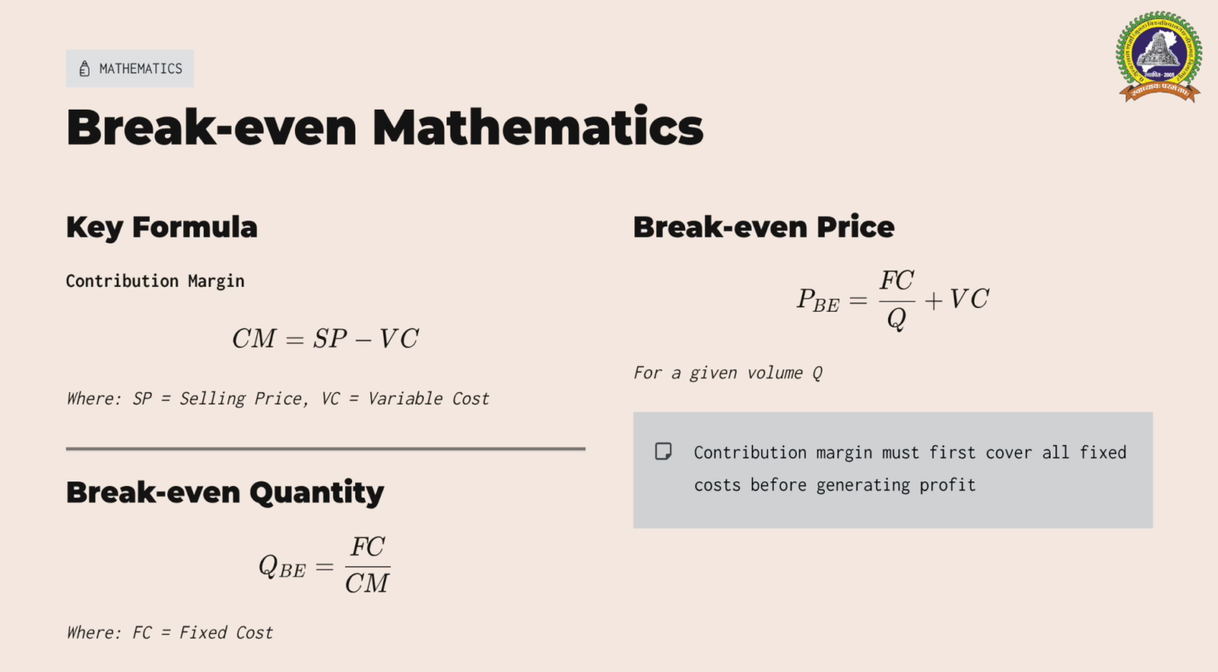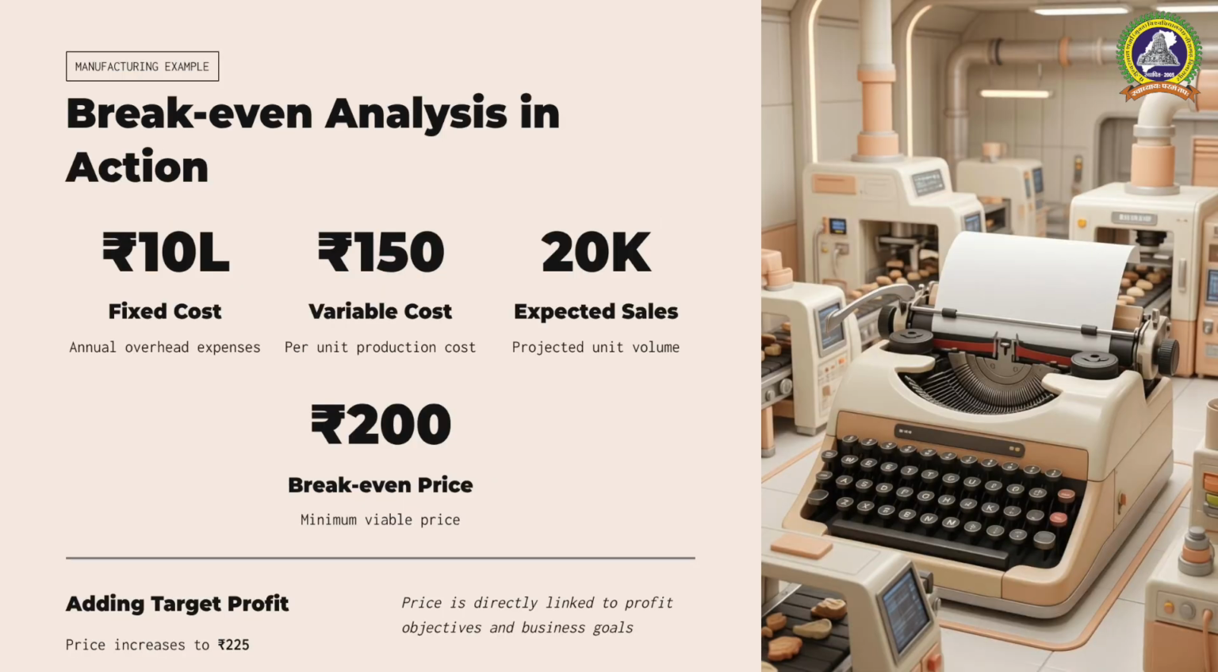Alternatively, if we want to find the break-even price for a specific expected sales volume, we divide the total fixed cost by the expected volume and add the variable cost per unit. This gives us the minimum price tag required to keep the lights on. Let us apply this to a manufacturing scenario to ensure the concept is concrete.